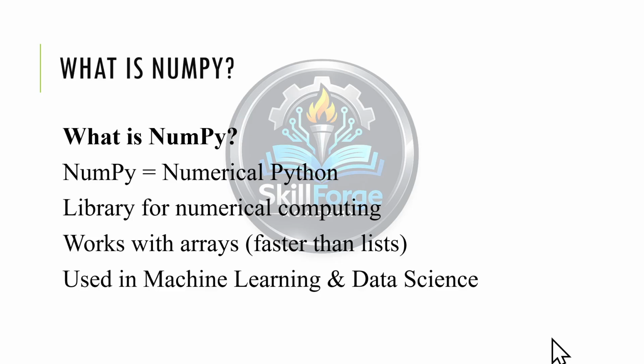Now let us understand what NumPy actually is. NumPy stands for Numerical Python. It is a powerful library used for numerical computing in Python. Instead of working with normal Python lists, NumPy allows us to work with arrays which are much faster and more efficient. This speed and efficiency make NumPy a core library in machine learning and data science. Almost every machine learning model you will build, you will use NumPy in some way. If you have seen the previous lecture, you would have seen that in the first ML model that we used, we imported NumPy as np. Okay, you must have seen that.